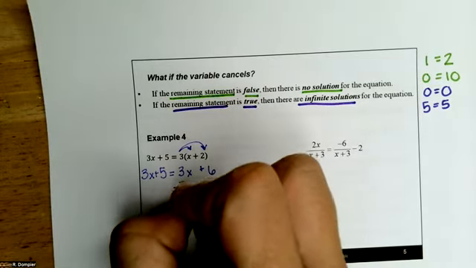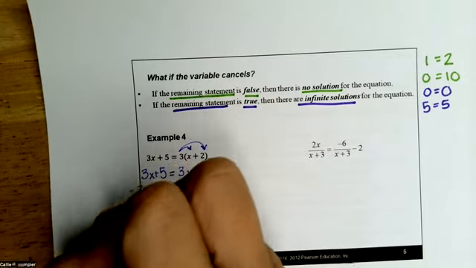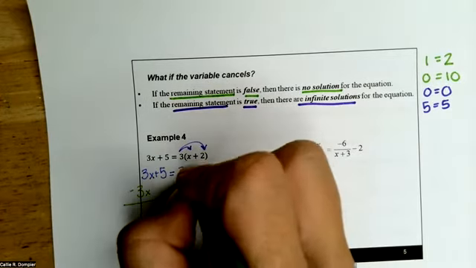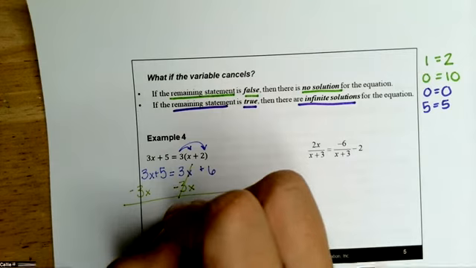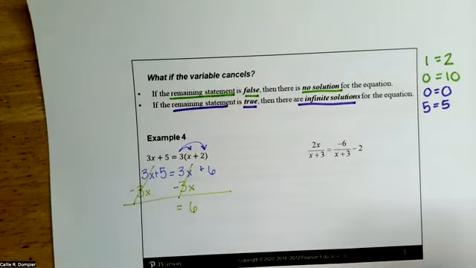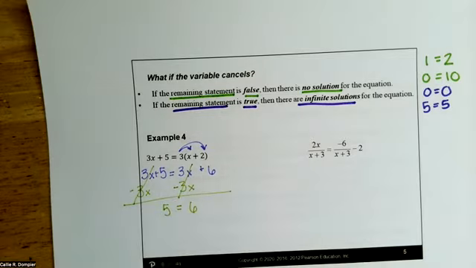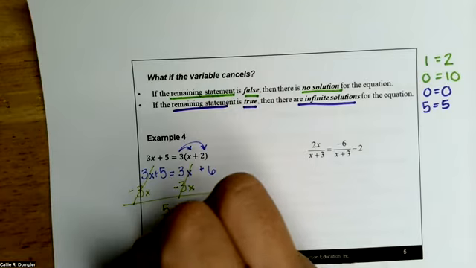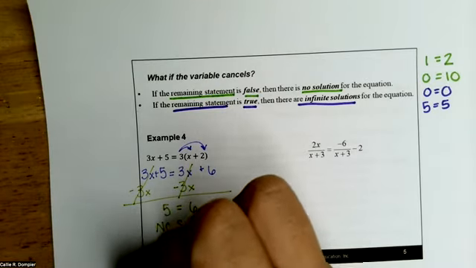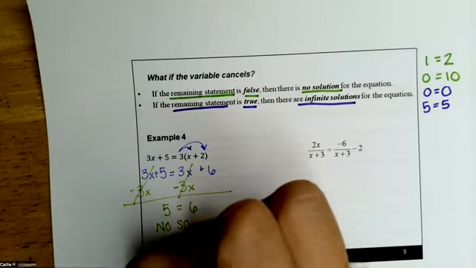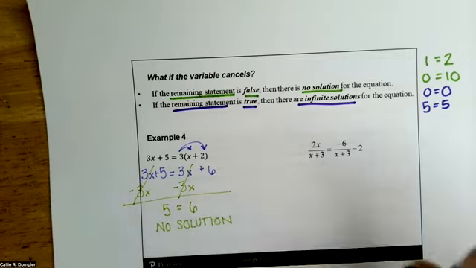So I'll move all my x's over by subtracting 3x. If I subtract 3x from both sides, it cancels here. I'm left with 6. And 3x minus 3x cancels here as well. And so I'm left with a positive 5. 5 equals 6. That is no solution because it is not true.